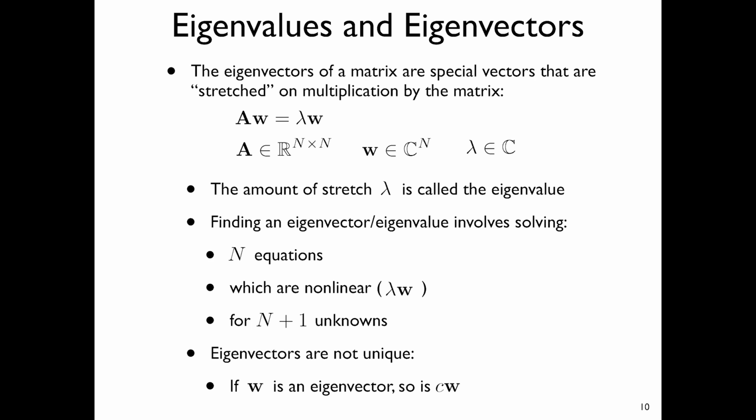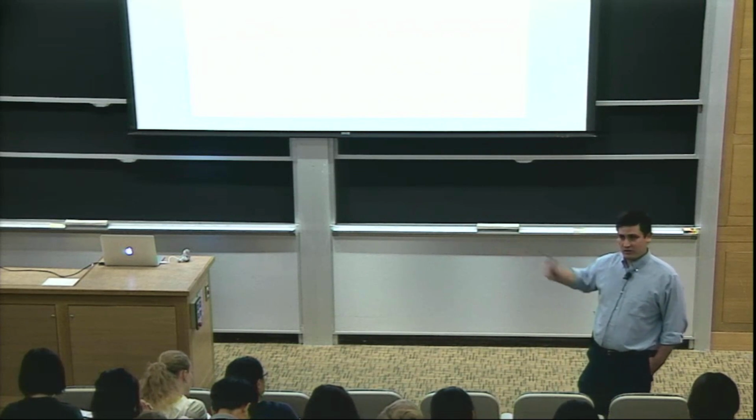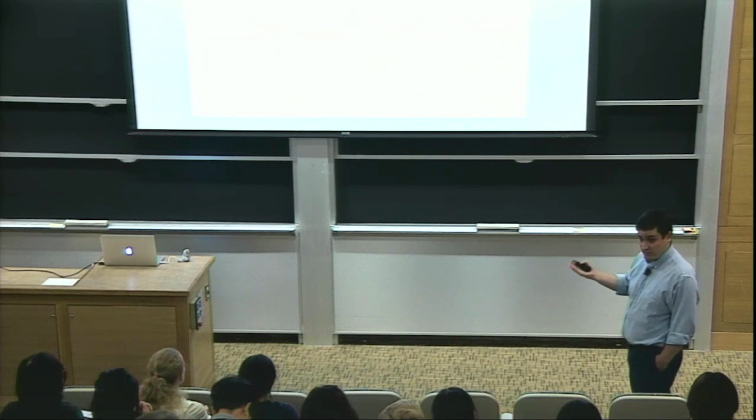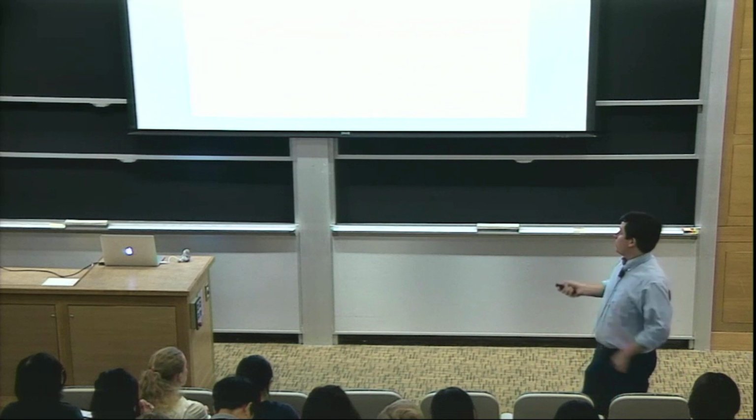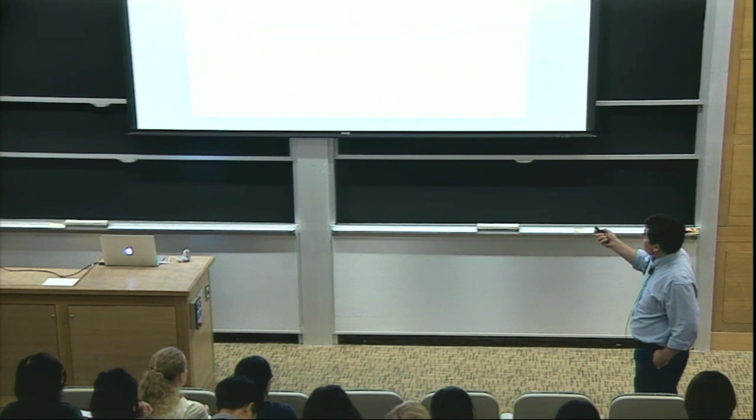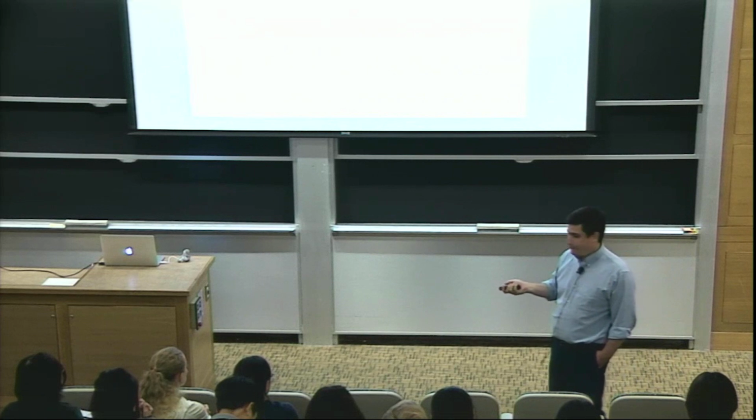But because there are n equations for n plus 1 unknowns, eigenvectors are not unique. If W is an eigenvector, then any other vector that points in that same direction is also an eigenvector. It also gets stretched by this factor lambda. So we can never say what an eigenvector is uniquely. We can only prescribe its direction. Whatever its magnitude is, we don't care. We just care about its direction. The amount of stretch, however, is unique. It's associated with that direction. So you have an amount of stretch and a direction, and that describes the eigenvalue eigenvector pair.